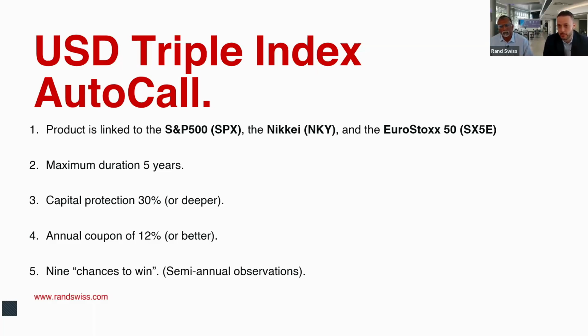It has 30% capital protection. So what does that mean? It means that if you look at the S&P 500, the Nikkei, and the Euro stocks, this is essentially looking at the index that is lagging the most. As long as that after 5 years is down less than 30%, you have capital protection. You get all your money back.